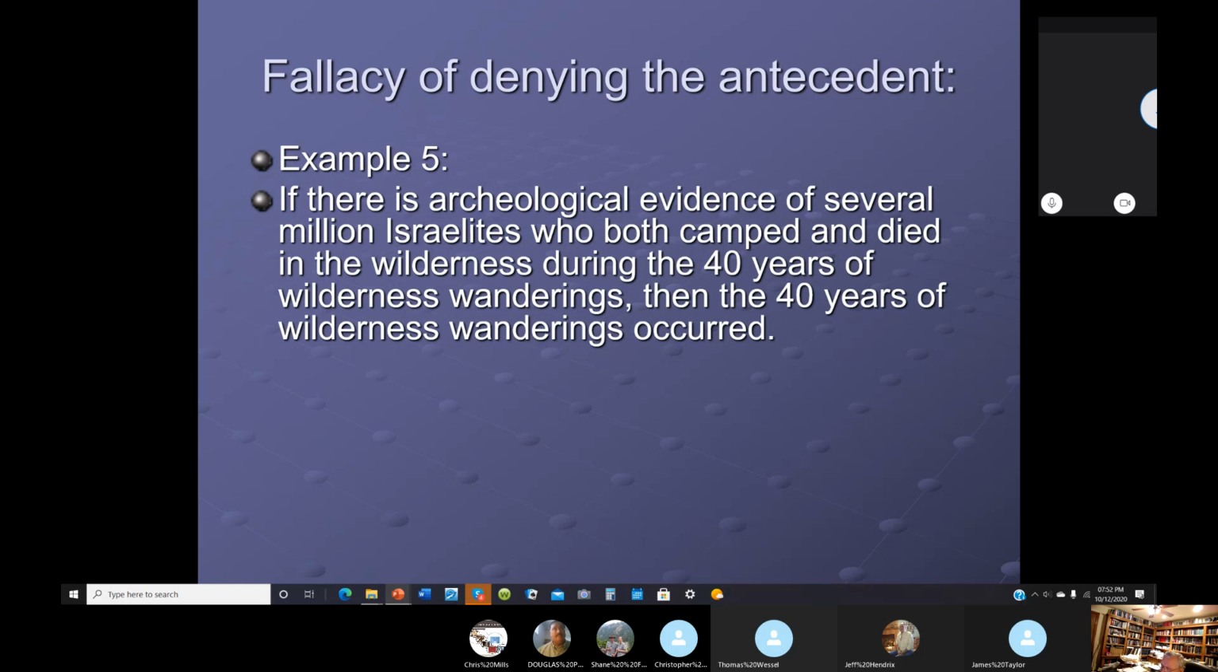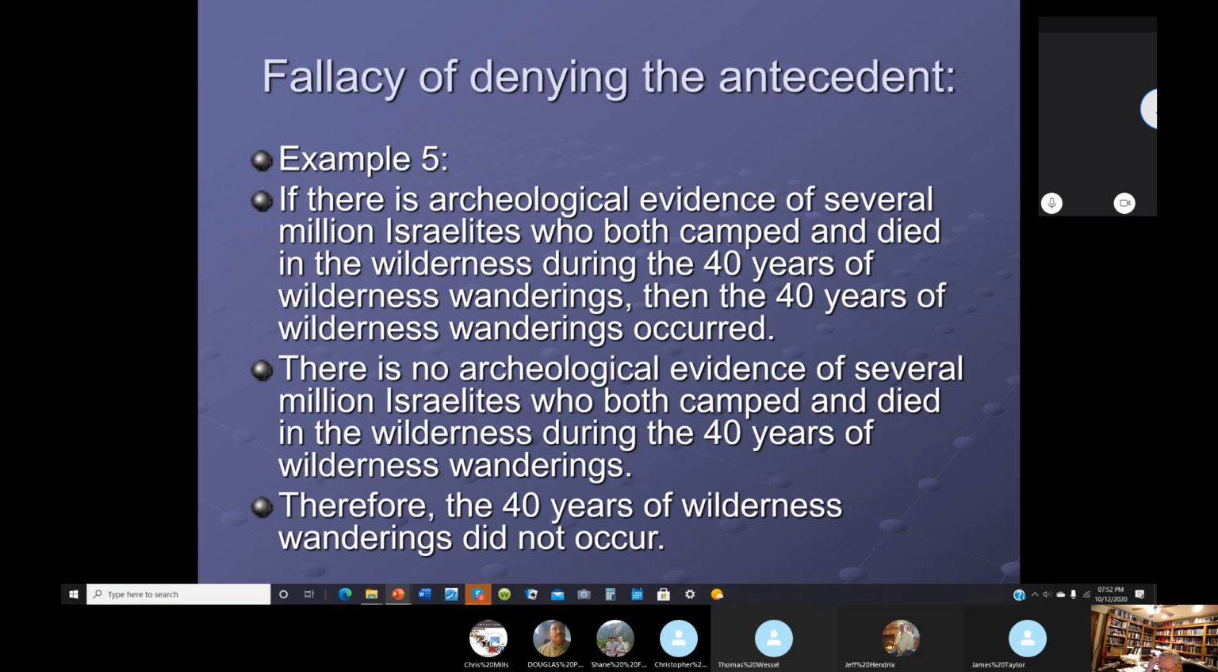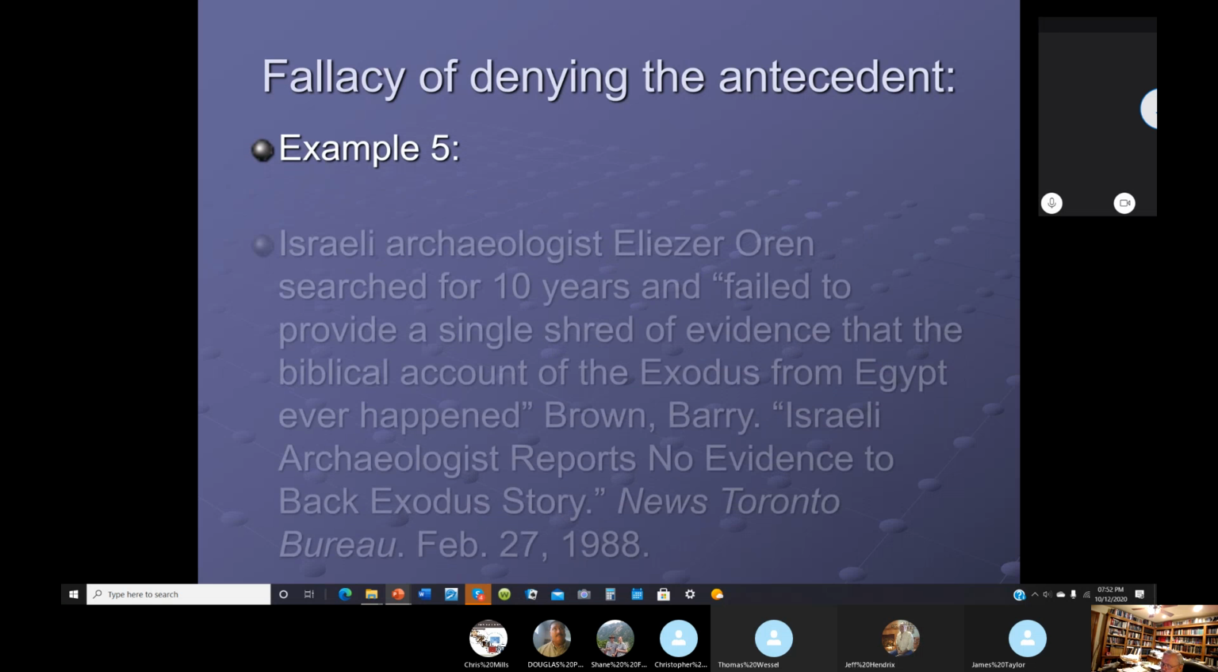Well, that's true. Argument: there's no archaeological evidence of several million Israelites who both camped and died in the wilderness during the 40 years of wilderness wanderings. We don't have any archaeological evidence of it. Well, maybe there is, maybe there's not. But again, that doesn't prove a thing because it denies the antecedent. Therefore, 40 years of wilderness wanderings did not occur. That's his conclusion.